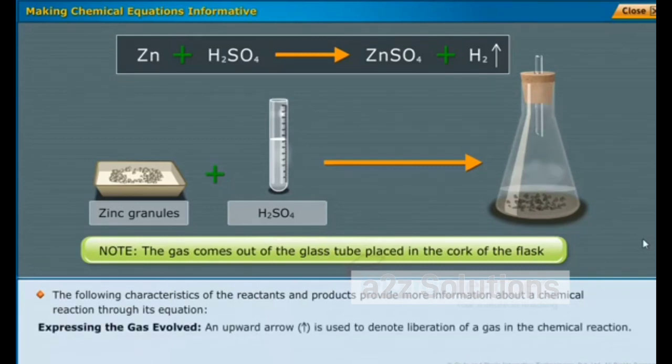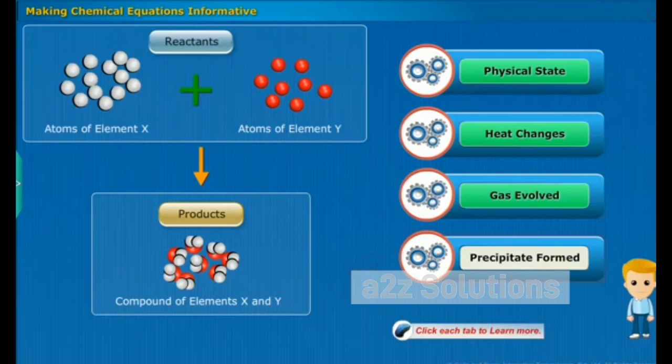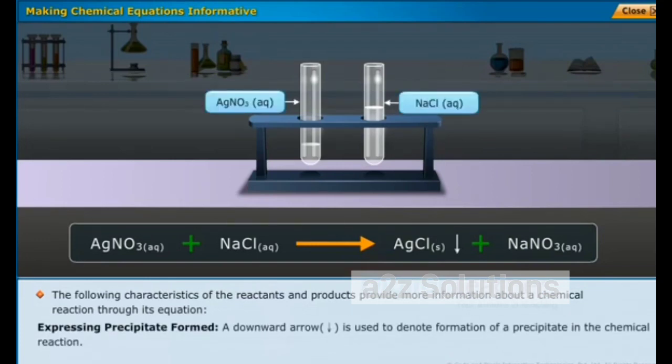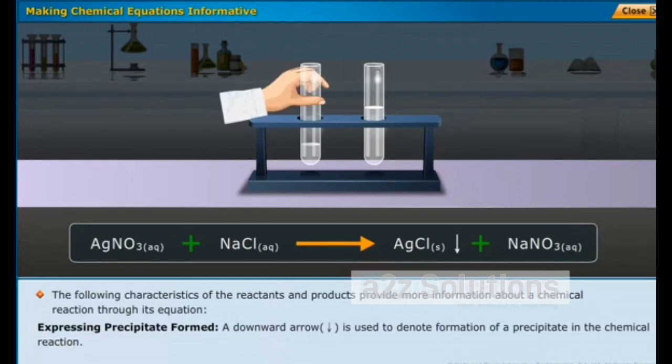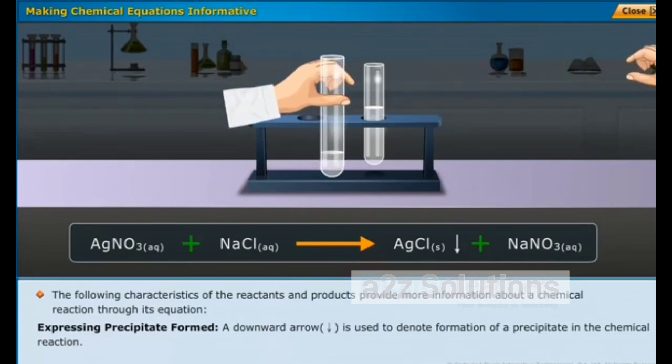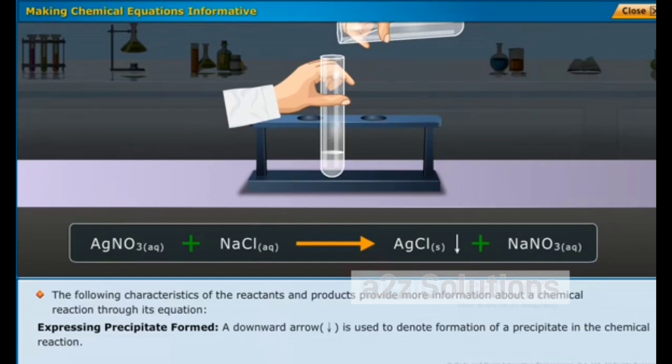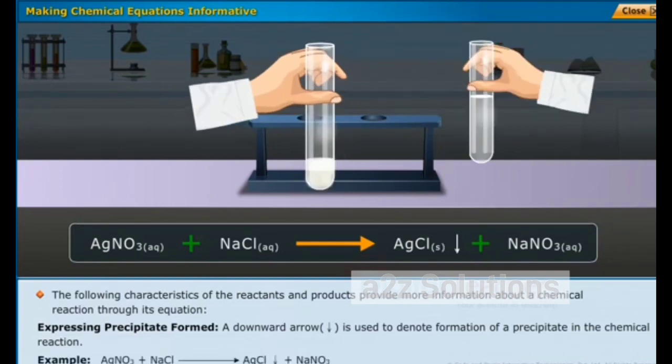Expressing the gas evolved. An upward arrow is used to denote liberation of a gas in the chemical reaction. The example is provided on the screen. Expressing precipitate formed. A downward arrow is used to denote formation of a precipitate in the chemical reaction. The example is provided on the screen.